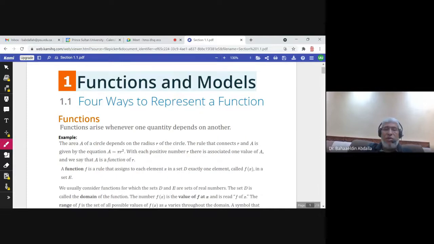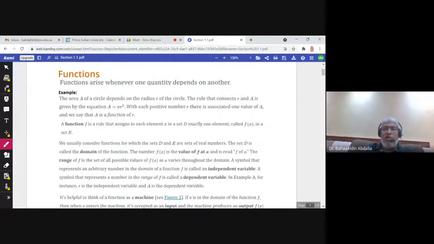Let us first remind ourselves of the definition of functions. Functions arise whenever one quantity depends on another one. So we have two quantities, one of them depends on the other. For example, here we have A and R. A is the area of the circle and R is the radius of the circle. So here R and A are connected by this equation, A equals pi r squared. This is the formula for the area of the circle.